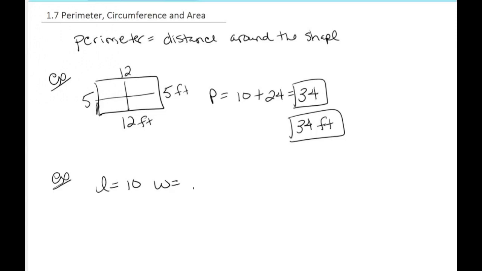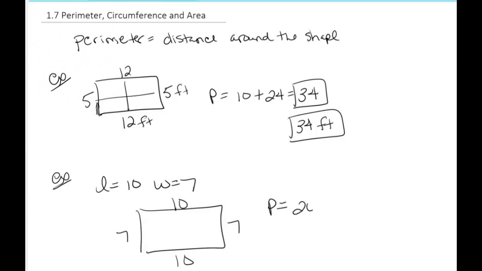All right, similarly, what if they just gave you the numbers, like the length is 10 and the width is 7? Then we could draw our rectangle. 10 and 7, we know that opposite sides are congruent. And we could add up. Perimeter equals 10 and 10 is 20, 7 and 7 is 14. I just realized it's the exact same number, 34.